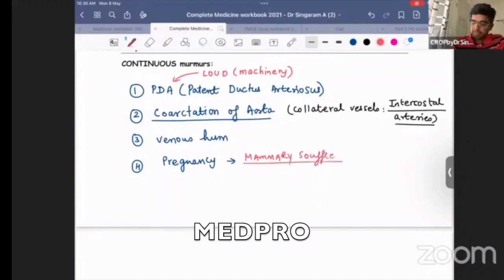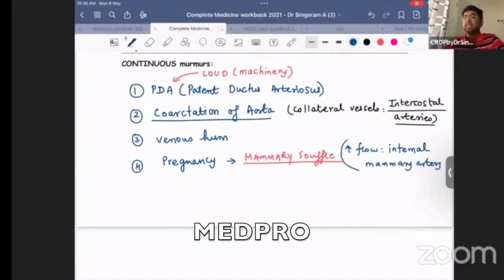And that mammary souffle represents increased flow in which artery? Increased flow in the internal mammary artery. That is the point, and that is what you have to remember. Internal mammary artery.